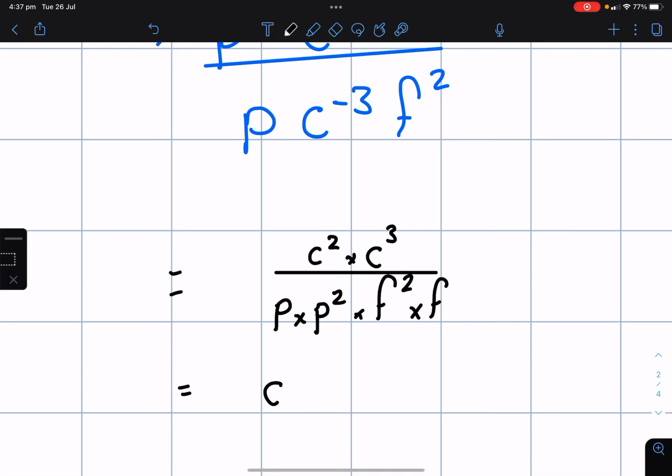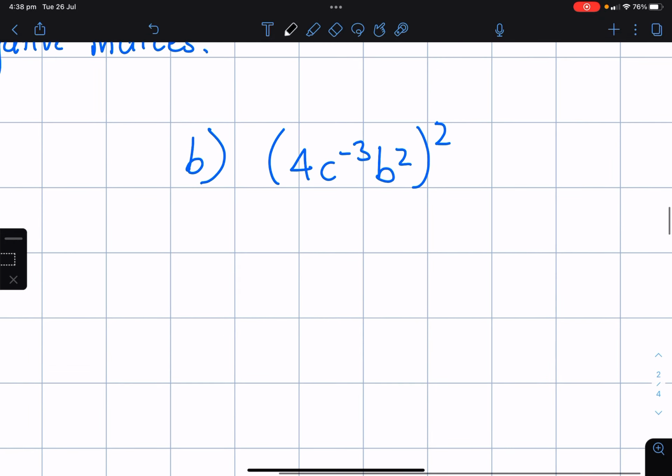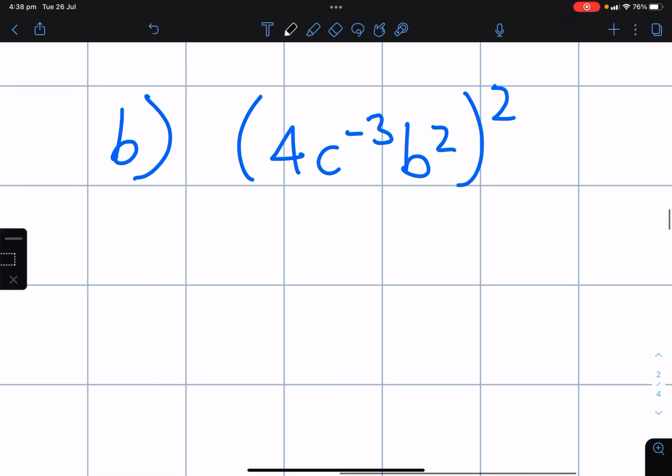Now we use our summing of index laws just to simplify. So C to the power of 5 because we add the indices, all over P to the power of 3 times by F to the power of 3. Okay, simple as that. All right, last example, we'll do it nice and quickly.